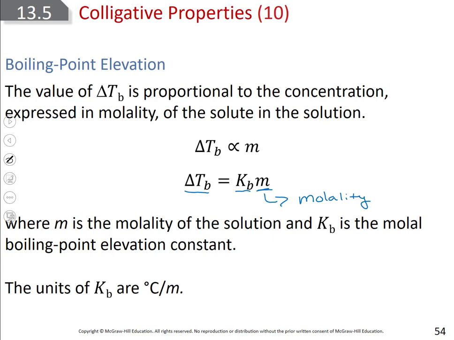So by adding sugar to water, water is now going to boil, not at 100 degrees Celsius, but at some temperature higher than 100 degrees Celsius. So it increases the boiling point. And we're going to calculate just how much it increases the boiling point.